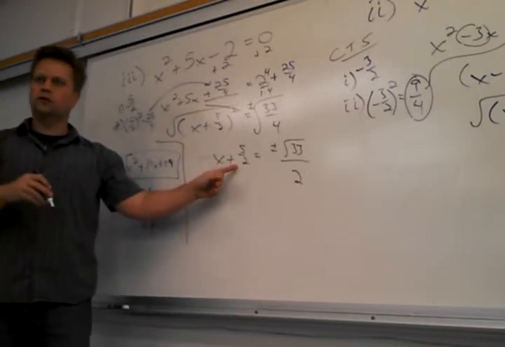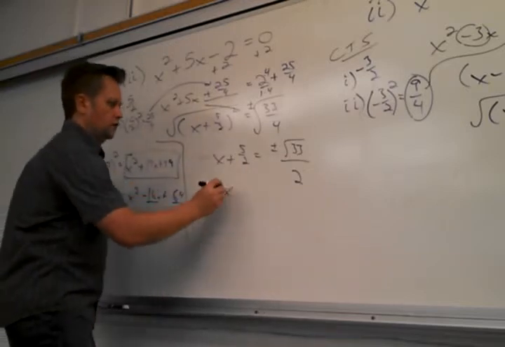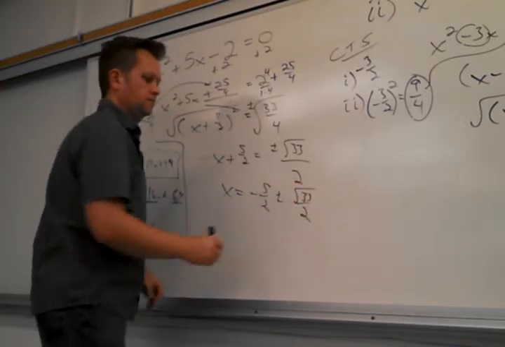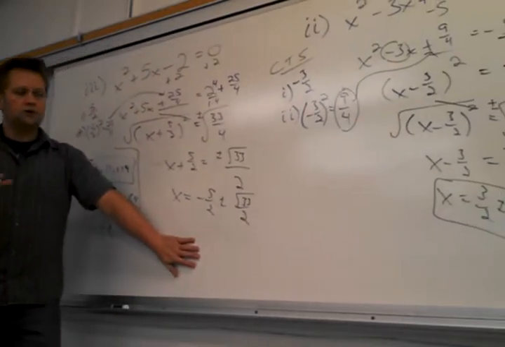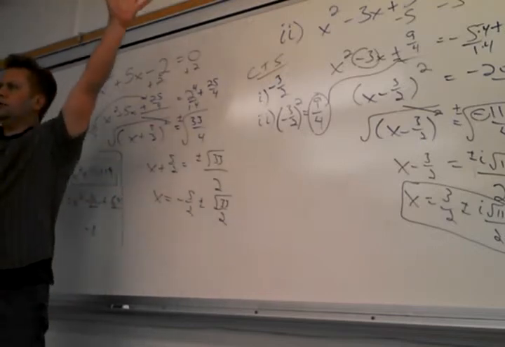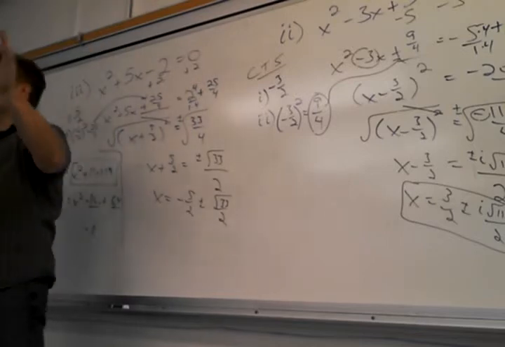So last step here. Subtract 5 halves. So you get negative 5 halves, give or take, rad 33 over 2. Now I promised you guys I would do this both ways. So that's completing the square. Did anybody use the quadratic formula? Anybody? 2 of you guys. All right. So this is for you and everybody else.